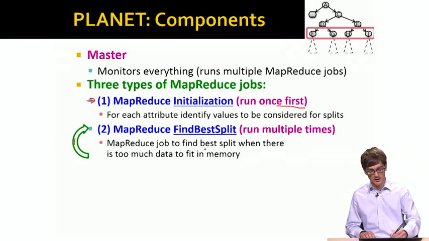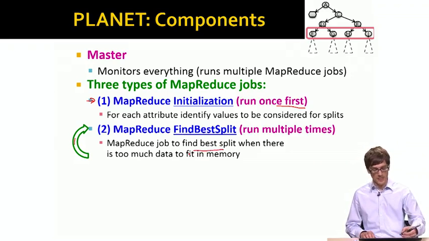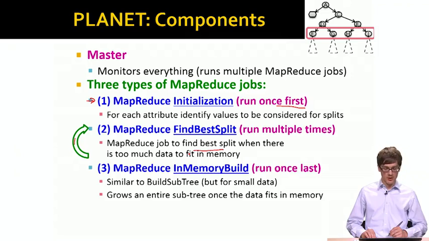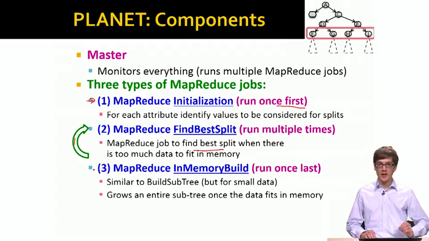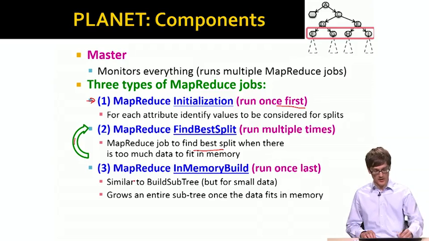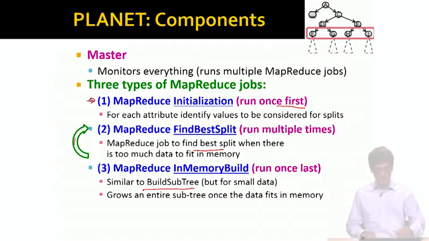Here the idea is that we want to find the best split when there is too much data to fit in memory. And then we also have this last part, which we will call in-memory build. This is the thing we want to run at least once, where basically it's a similar thing to the build subtree function I already showed you. And the idea here is that once the data is small enough, we just want to go and build the whole subtree at once.